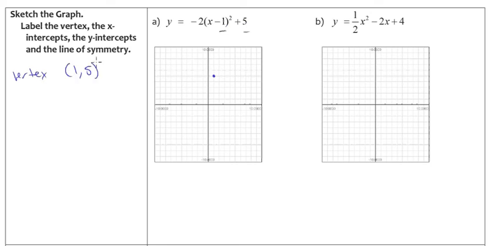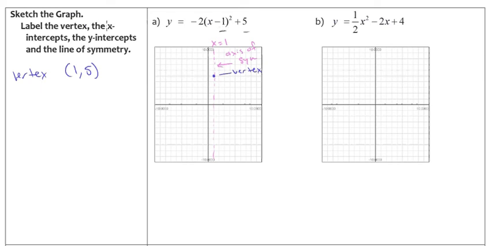1, 5 here. Which means our axis of symmetry is x equals 1. It goes right through that vertex. X equals 1, that's our axis of symmetry. Okay, and again, here's our vertex. And we know it's going to open downward because it's a -2, and so that can be a helpful little tool for us.